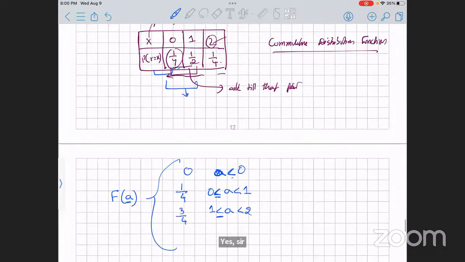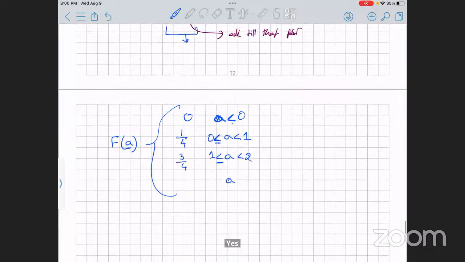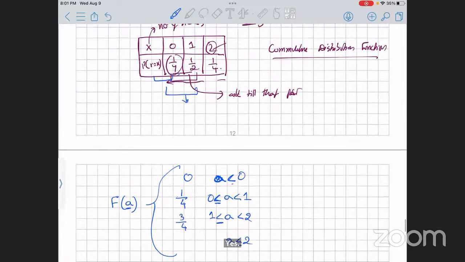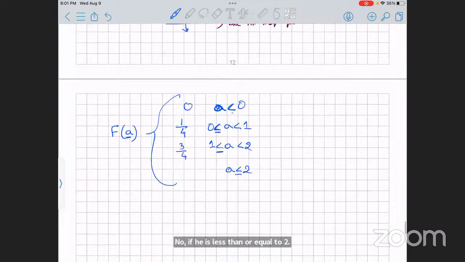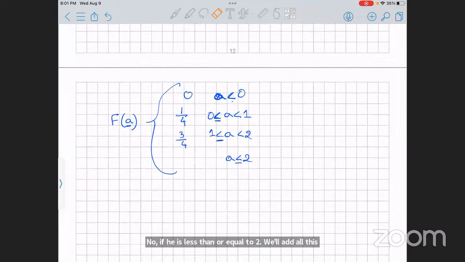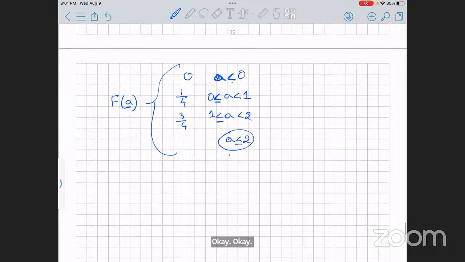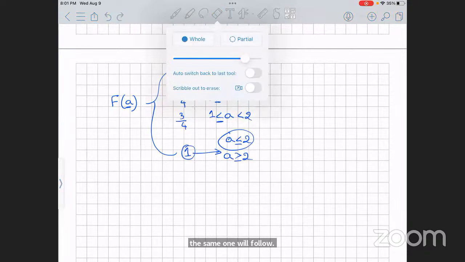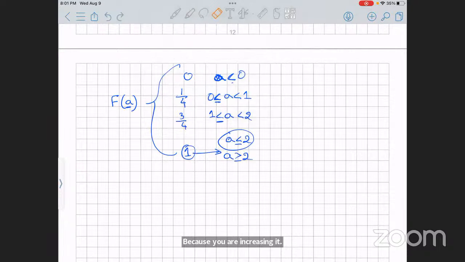Now, the last thing, listen to this carefully. Suppose A is less than or equal to 2, we will add all this. But if A is greater than or equal to 2, the same one will follow, because you are increasing it. Look, this is increasing order.